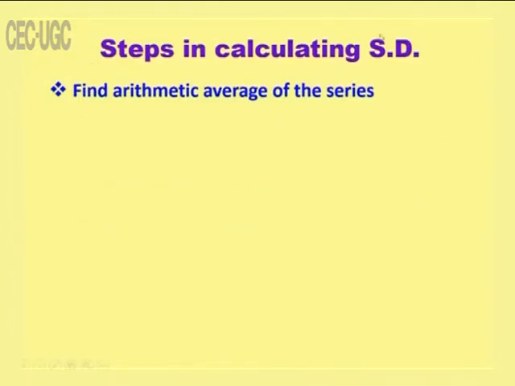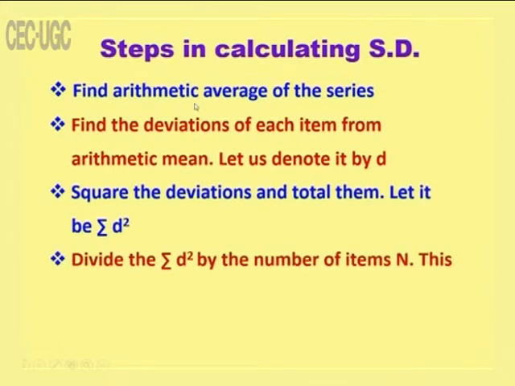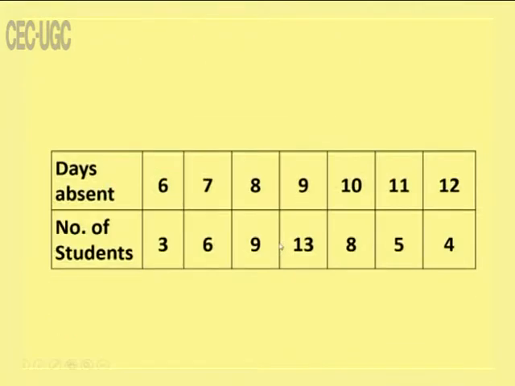Now, what are the steps in calculating the standard deviation? We have to find out the arithmetic average of the series and find the deviations of each item from the arithmetic mean. Let us denote it by D, square the deviations and total them. Let it be summation of D square, and divide the summation D square by the number of items. This is called the variance, and the square root of the variance is called the standard deviation. Now, let us take a practical example.